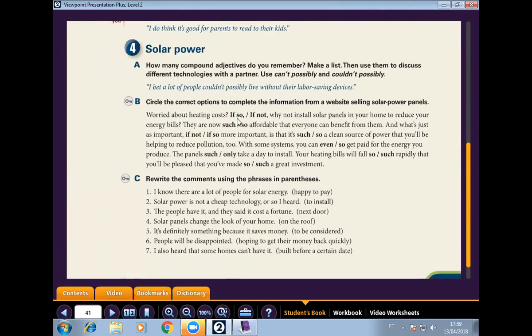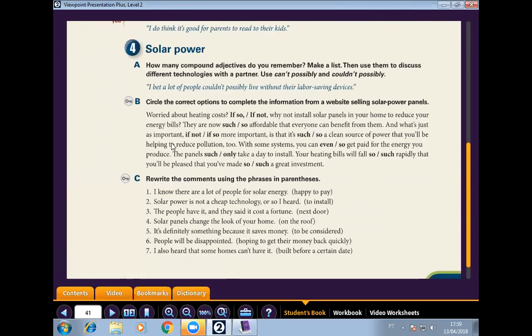If you are, like if the answer is yes, why not install solar panels in your home to reduce your energy bills? They are now affordable. There is no noun here, so it's impossible to use such, because for such we need a noun. So I have to use: they are now so affordable that everyone can benefit from them.